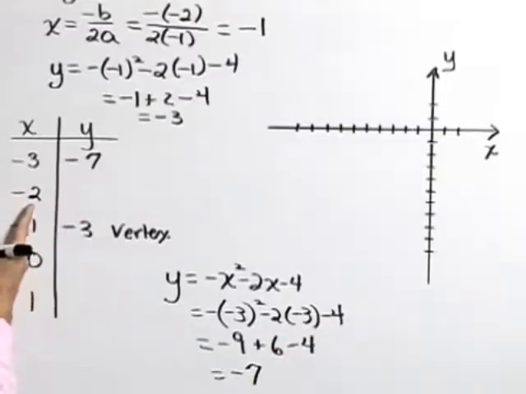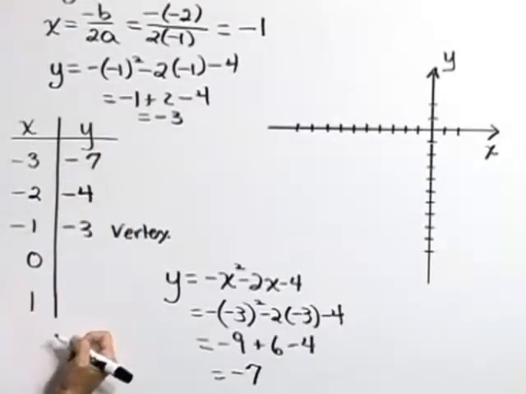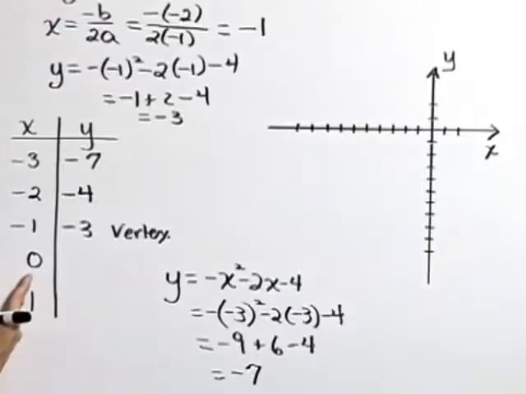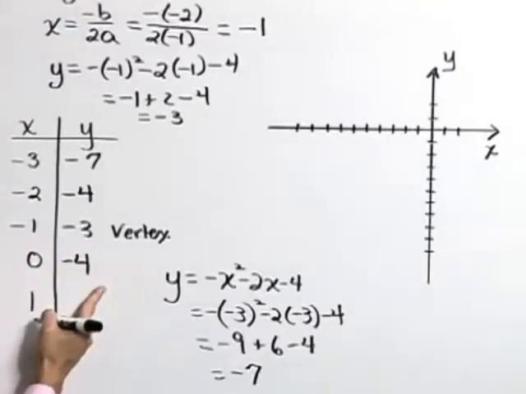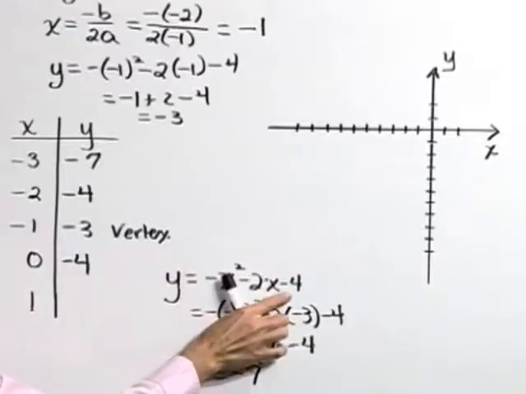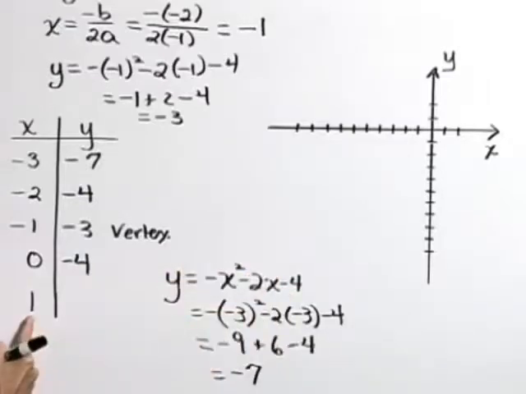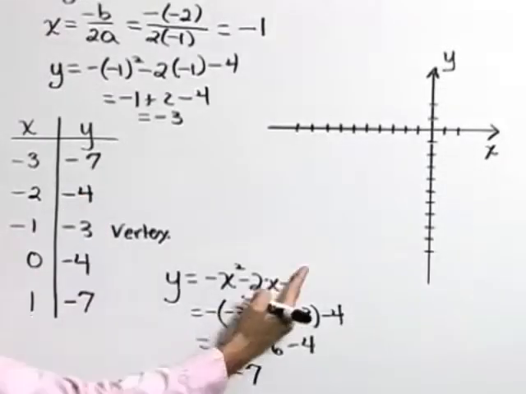If we, in a likewise manner, substitute x equal negative 2, we get a y value of negative 4. Substituting x equals 0 gives y equal negative 4, and that's really quick. Substituting x equals 0 causes these two terms to disappear, leaving a negative 4. And if we substitute x equal 1, we're going to get a y value of negative 7. So let's plot these points on our Cartesian graph.